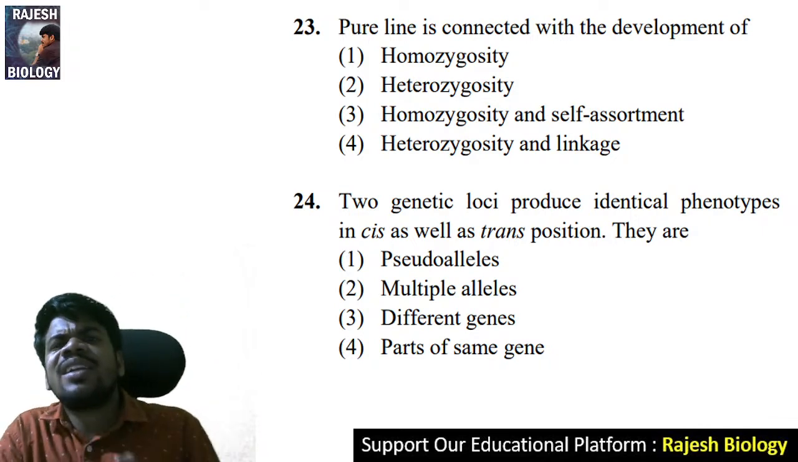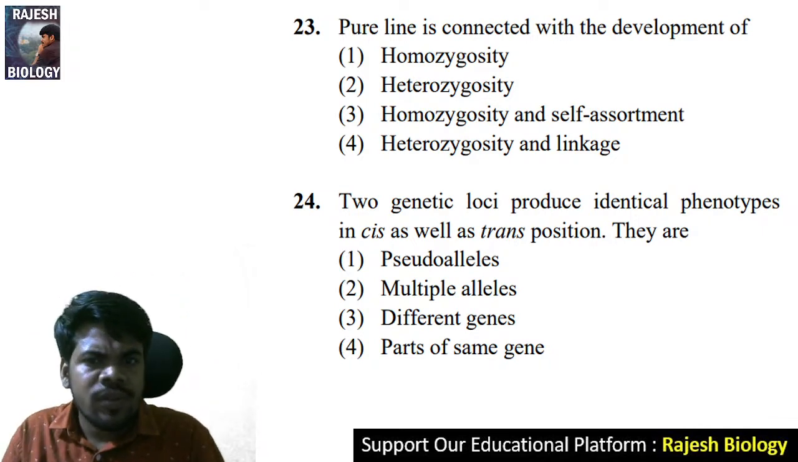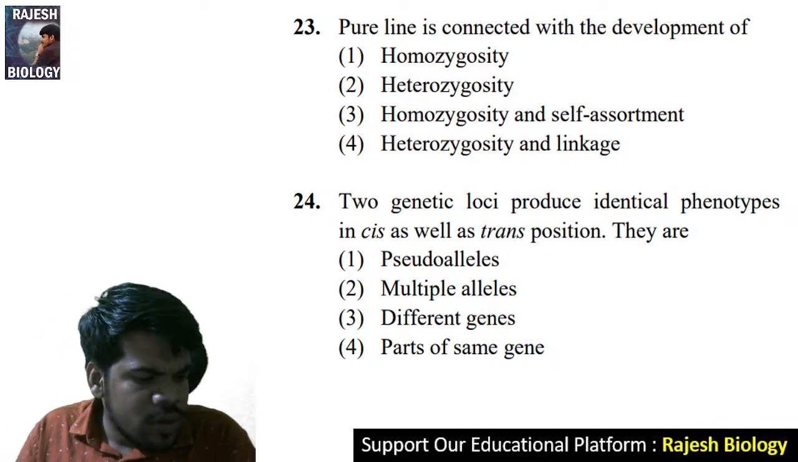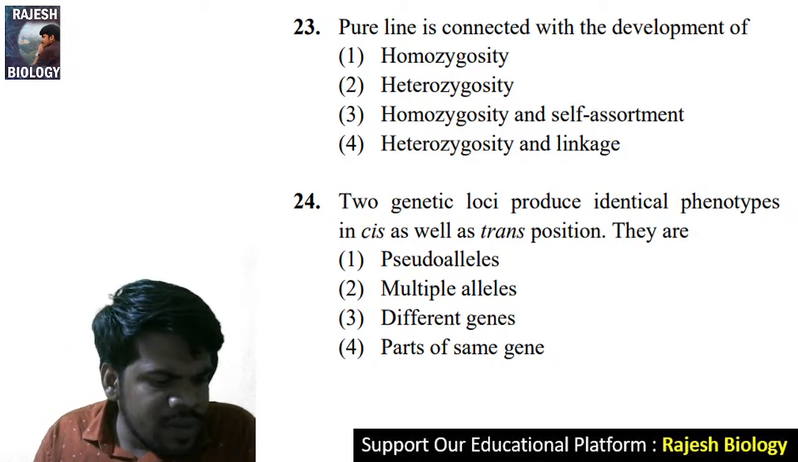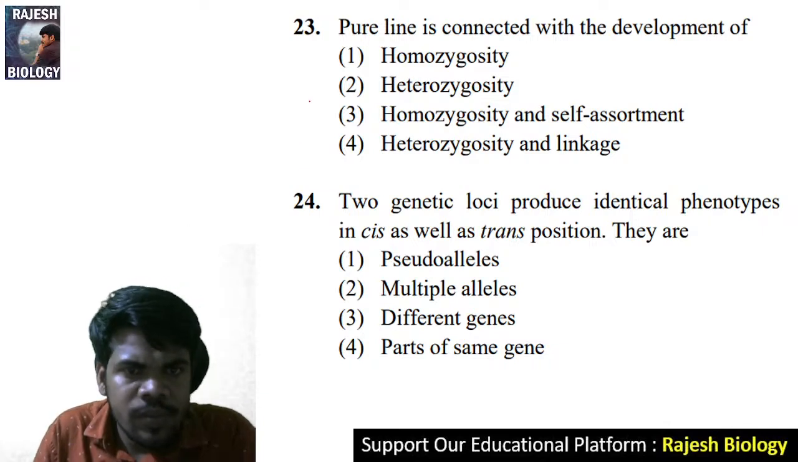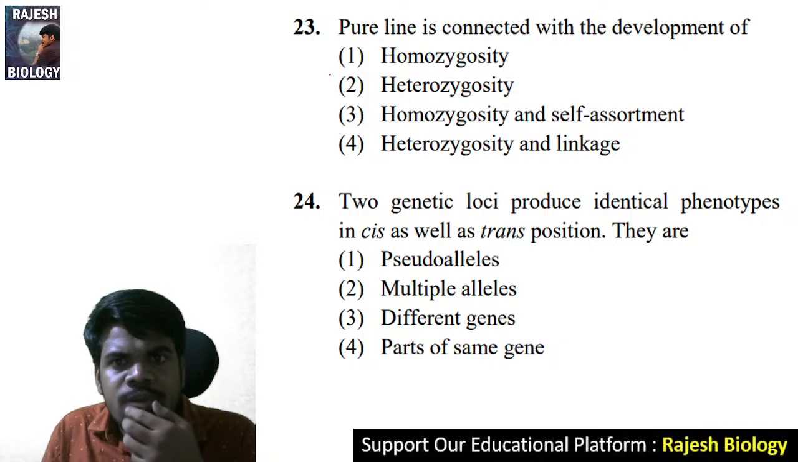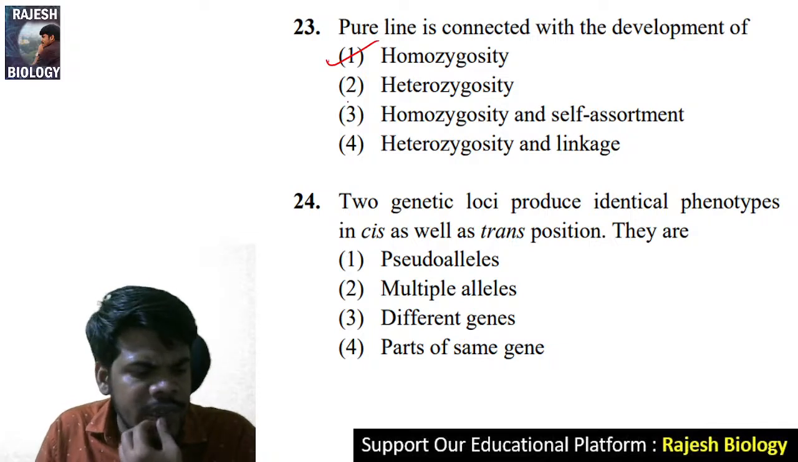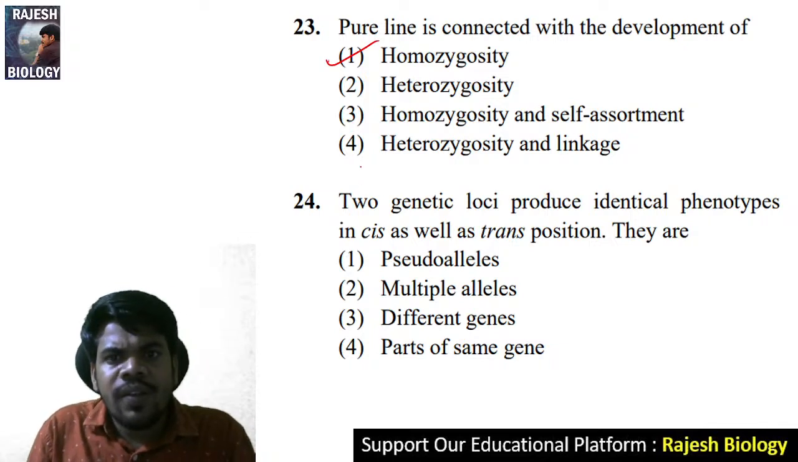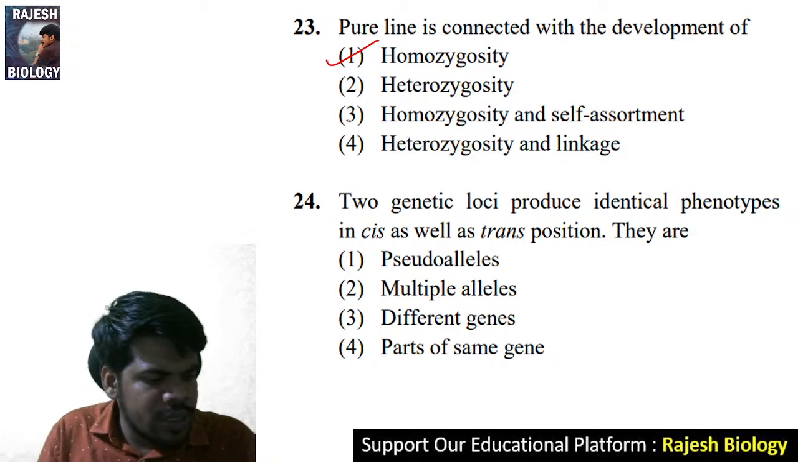Pure line is connected with the development of what? Yes, Rupa Mahesh, correct? Development of homozygosity. It is not self-assortment. It is only homozygosity.